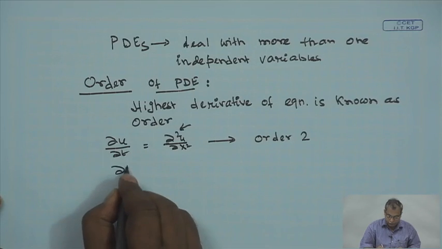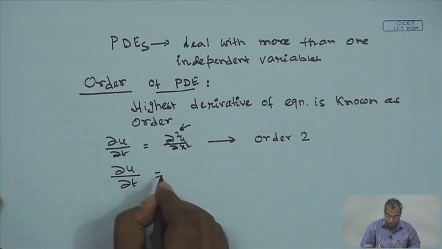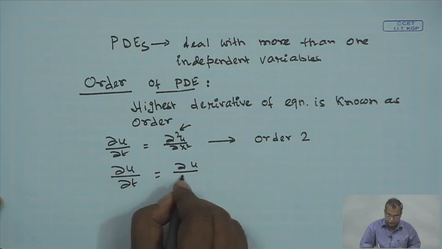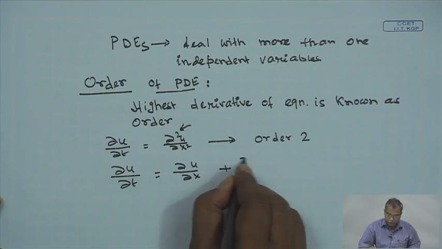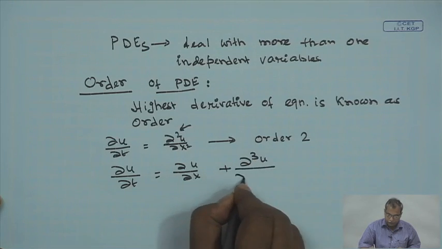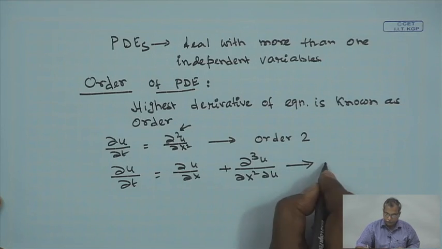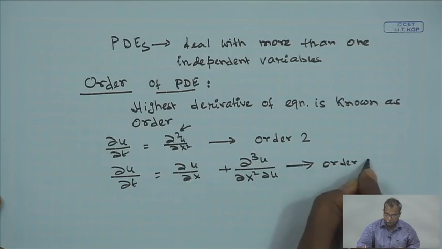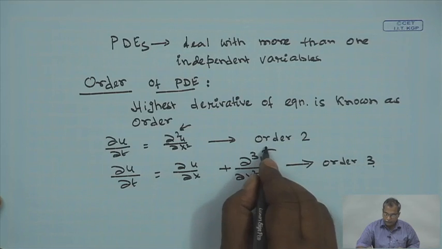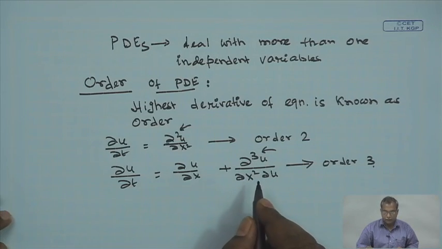Then del u del t is equal to del u del x plus del cube u del x square del u. In this partial differential equation, the order is 3, because the highest derivative that is appearing in the equation is 3.